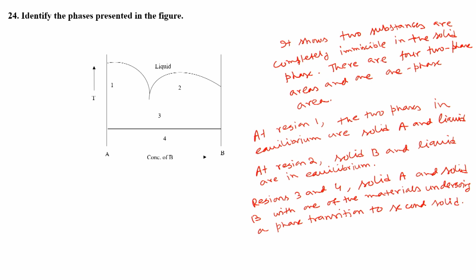And then if you see here, concentration of B increases here. So in region 1, the two phases in equilibrium are, if we consider A and B are there, solid A and liquid. Region 2, solid B and liquid, and regions 3 and 4, you have solid A and solid B with one of the materials undergoing a phase transition to second solid.